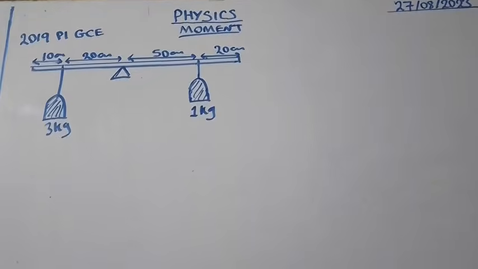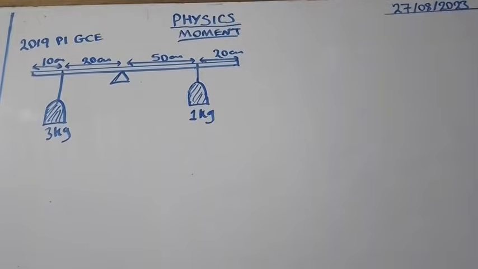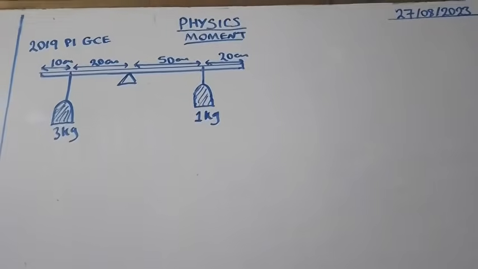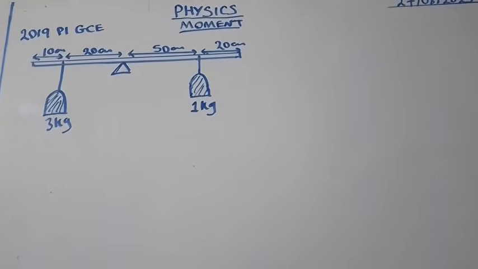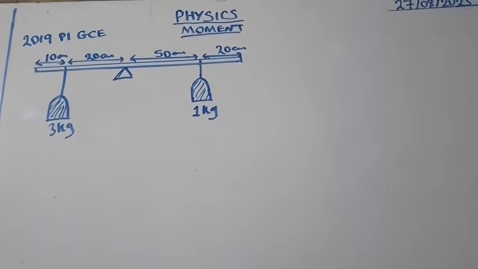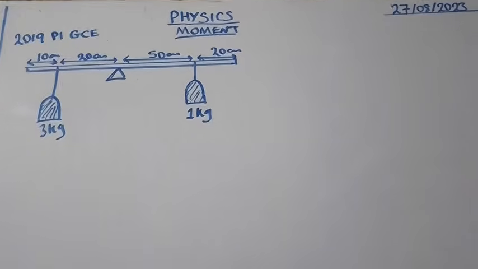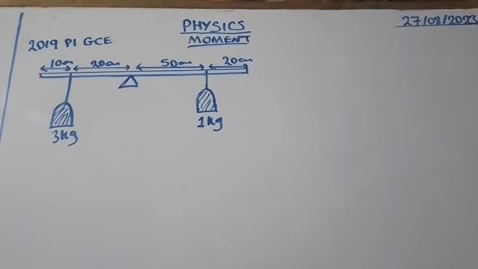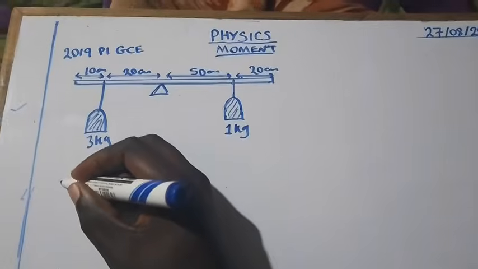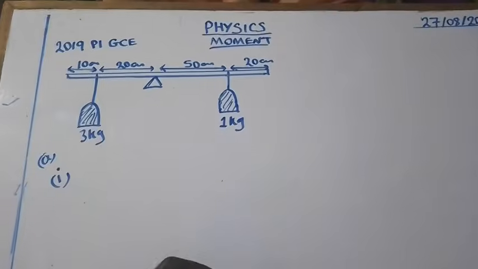Part A. Number 1. Calculate the moments of the 3 kg mass. Number 2. Calculate the weight of the plank. Part B. State one application of this setup. So in the first question, they want us to find moments.